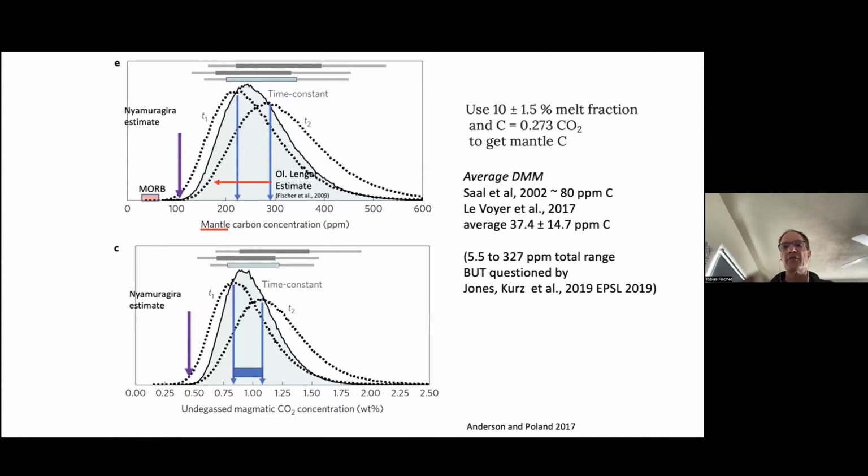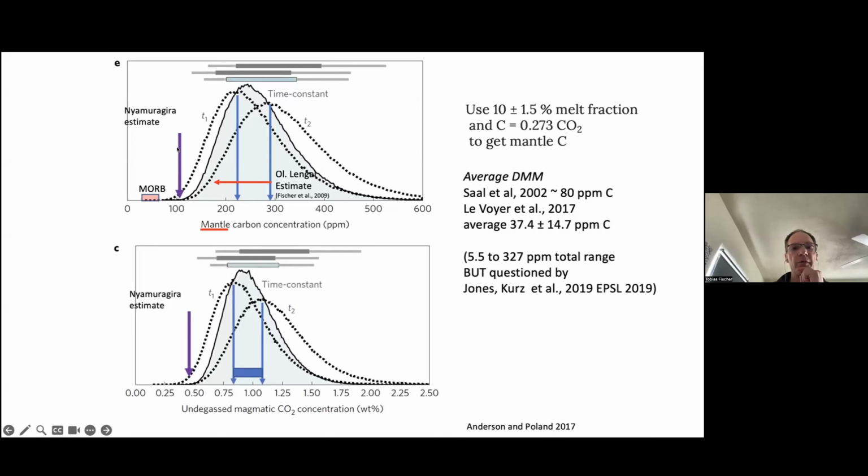We then convert that to mantle carbon concentration. You have to make this conversion assuming a 10% melt fraction and the carbon to CO2 conversion, because of the molar differences in weight, we can convert that, right? And that's what we got for Oldonyo Lengai, this estimate that we did back in 2009, which was 200 to 300 ppm in the source.